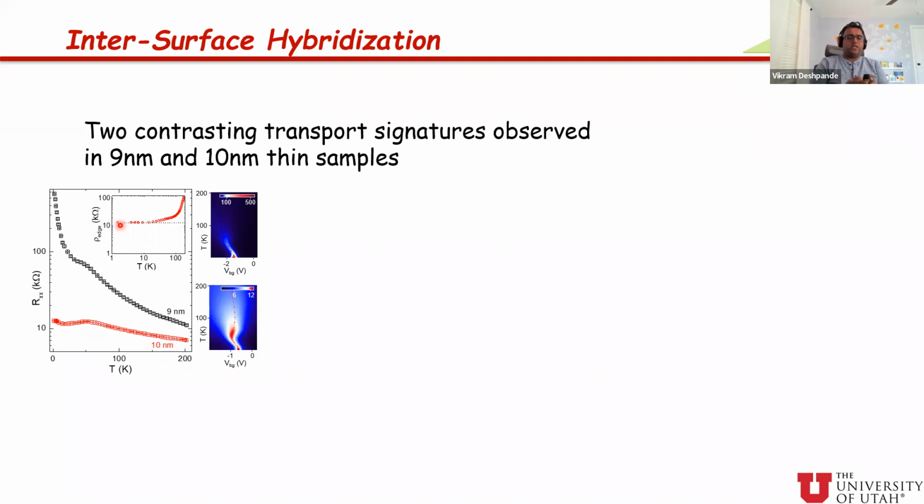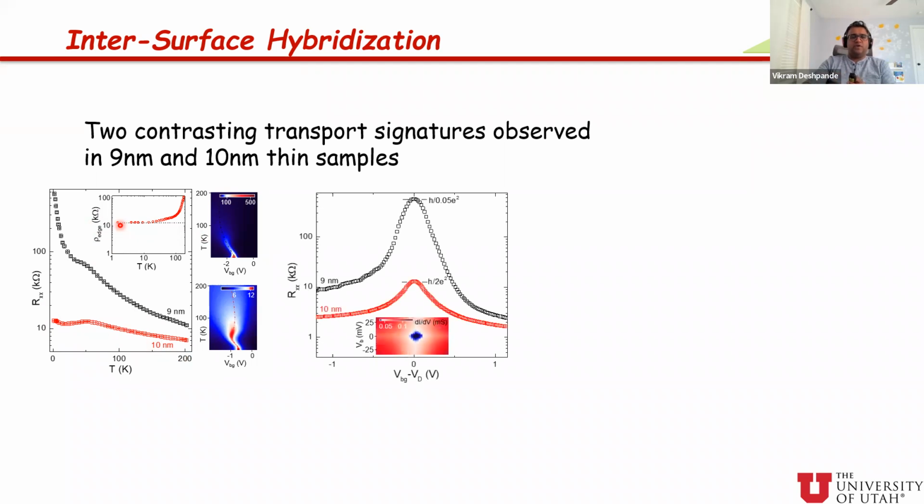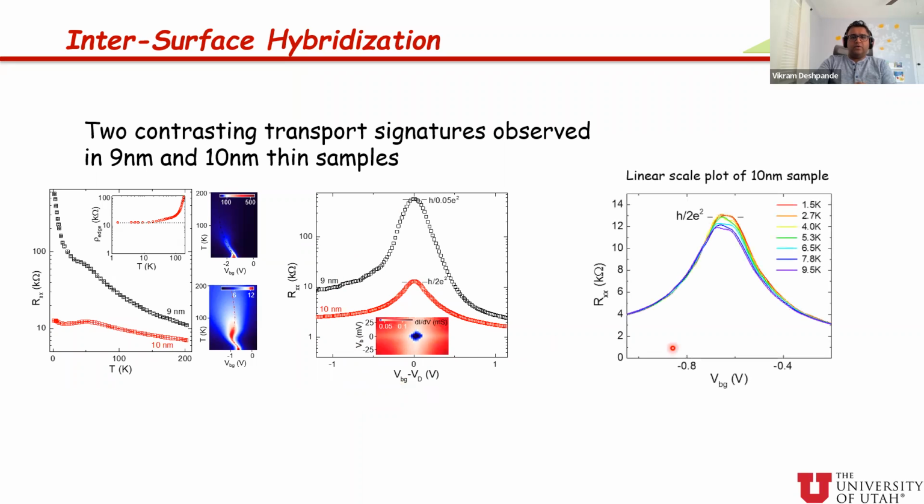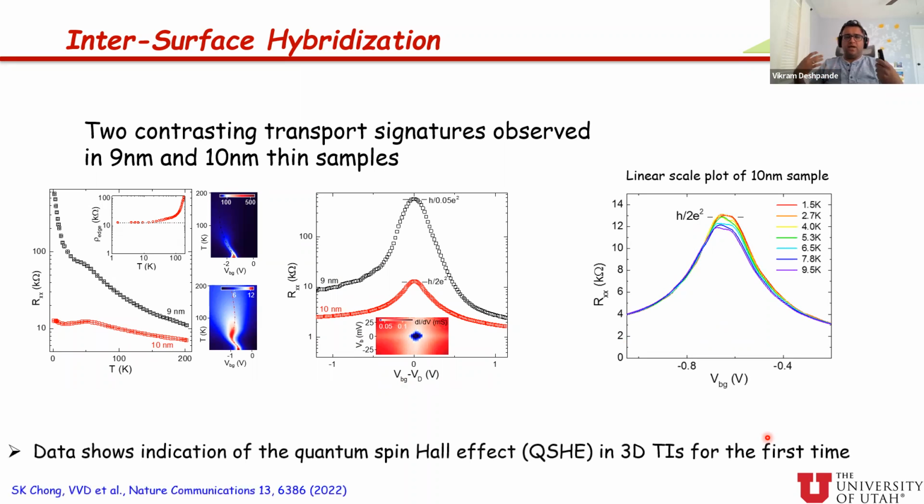Okay. So you can again look at the two samples as a function of gate voltage. And you can see that the 9 nanometer sample, again, is shooting up, whereas the 10 nanometer sample is saturating as a function of gate voltage. And this is on a log plot. If I show the same data on a linear plot, you can actually see the saturation a lot more clearly. And so this is indicating that there is basically an evidence of some sort of non-trivial topological behavior going on in this two-dimensional limit, and essentially just showing an indication of the quantum spin Hall effect in these hybridized 3D TIs for the first time.